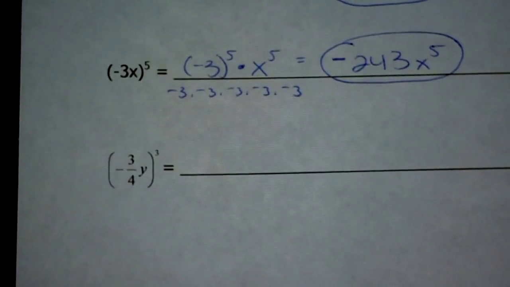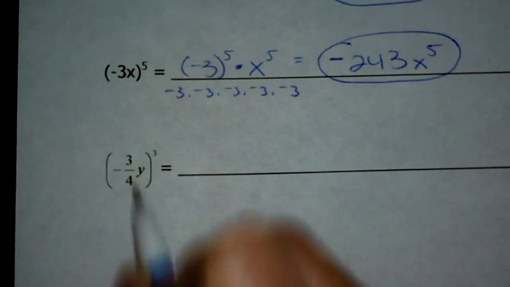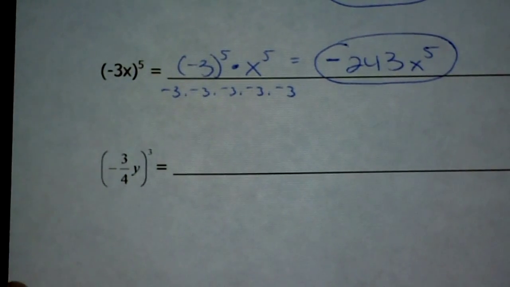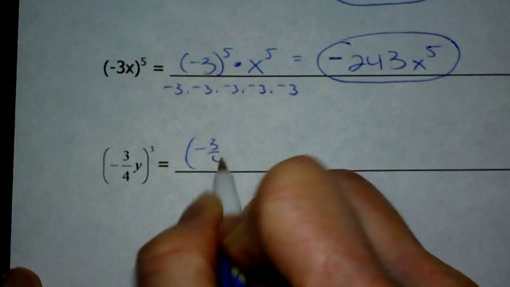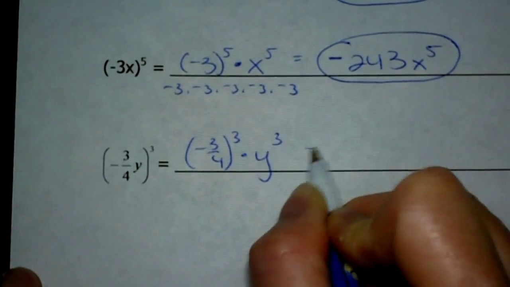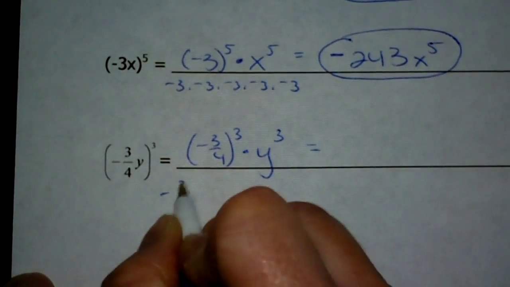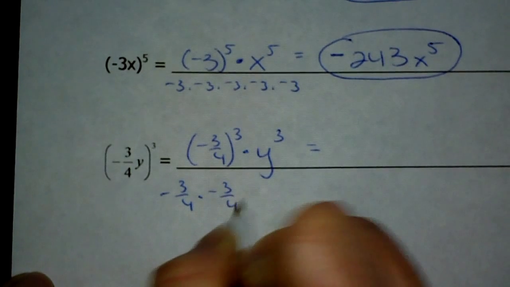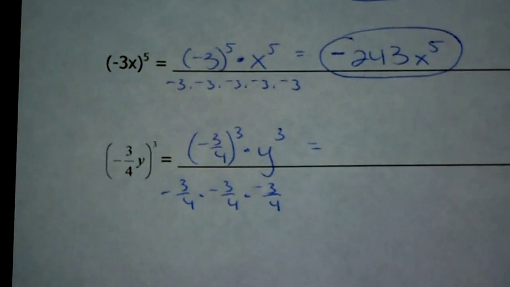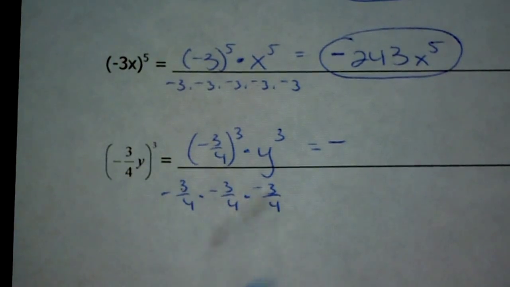Last but not least, a lovely little fraction here. I have the quantity of negative 3/4 y to the 3rd power. This, of course, means I want to raise negative 3/4 to the 3rd power and y to the 3rd power. When you take negative 3/4 to the 3rd power, it means that you are multiplying negative 3/4 3 times. So if I have an odd number of negatives, yes, you guessed it, my last expression is going to be negative, multiplying across the top.